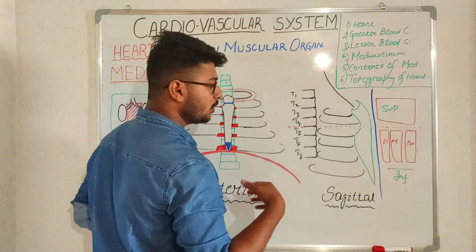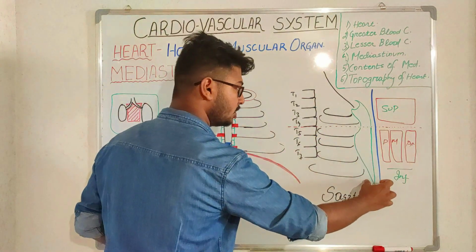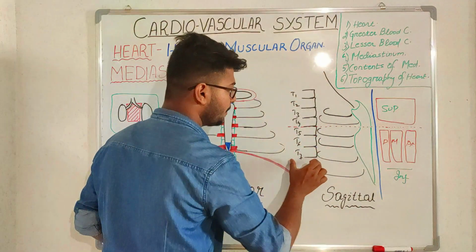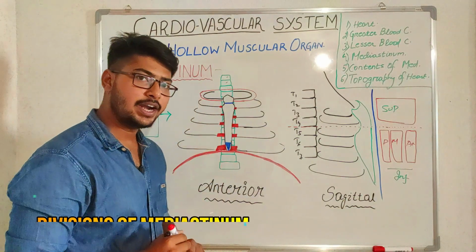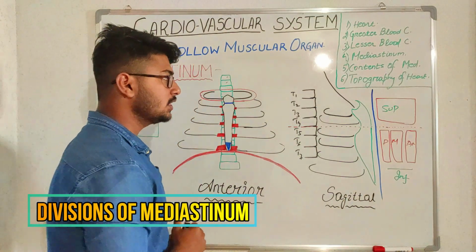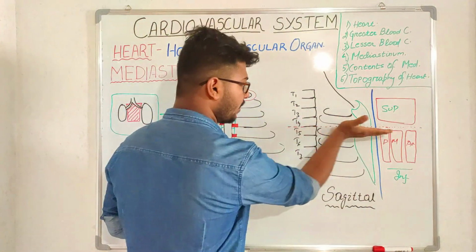And if we look at the sagittal view, how is it bordered? Anteriorly by sternum, as you know, posteriorly by this thoracic cavity. Then the mediastinum is divided into two divisions. What are they? Superior divisions and inferior divisions. How is it divided?